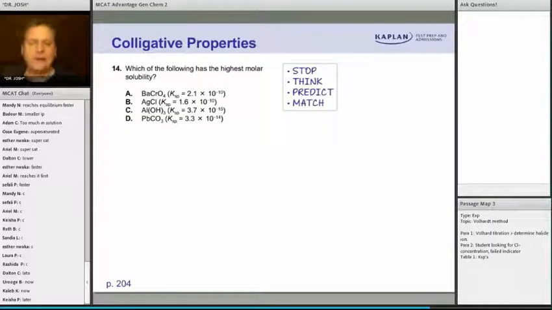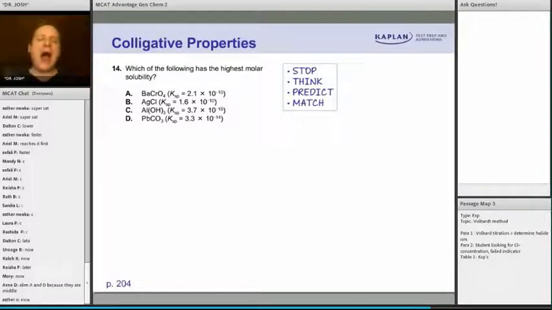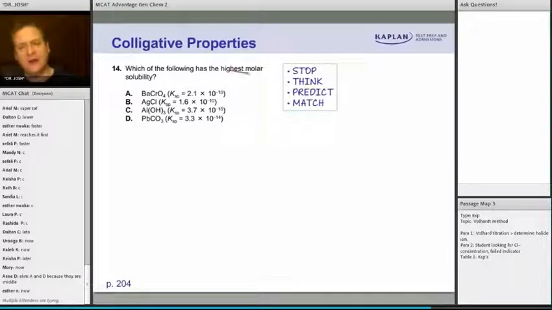Now, this one seems maybe a little bit later, but it's actually not as bad if we approach it systematically. How are we going to find molar solubility if all we're given is KSPs? Well, we just use our three-step method. And I like where it's going. Let's eliminate it. Remember, KSP just equals our concentration of product.